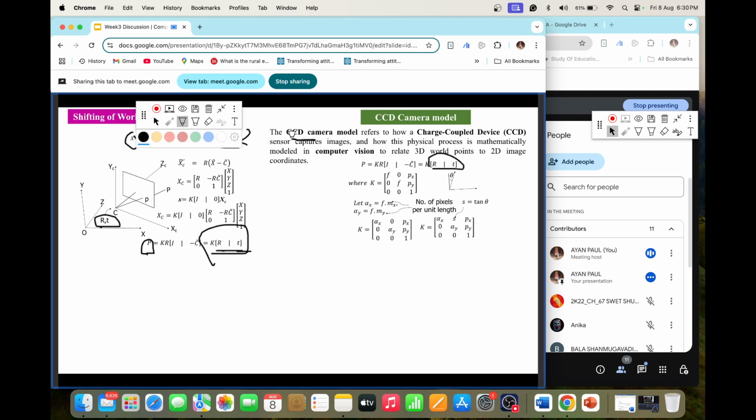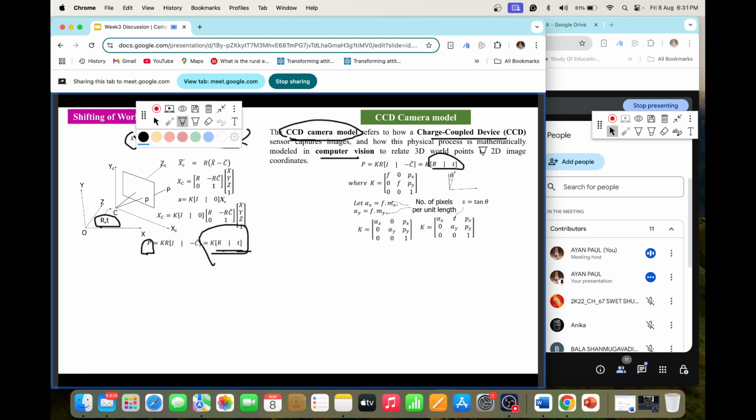So first, regarding the CCD camera, what is the full form of it? Charge coupled device sensor. This is a type of sensor that captures images, and this physical process is mathematically modeled in computer vision to relate 3D world points to 2D image coordinates. This definition will remain the same. You only have to understand what the CCD camera model is, that is, charge coupled device.